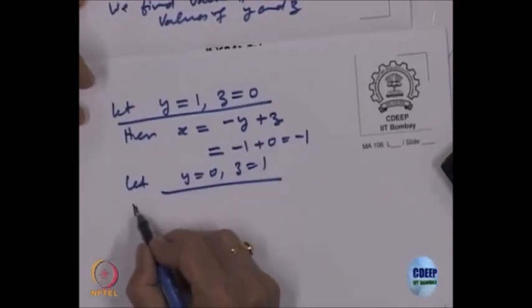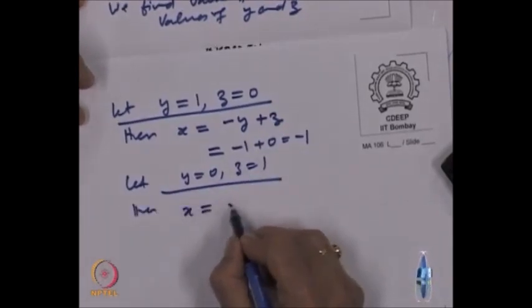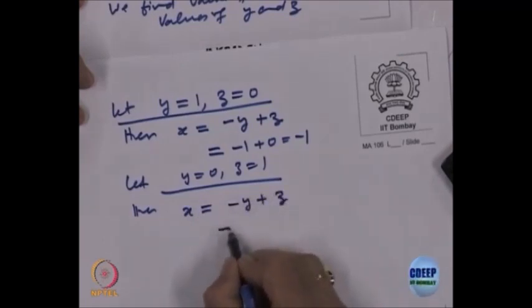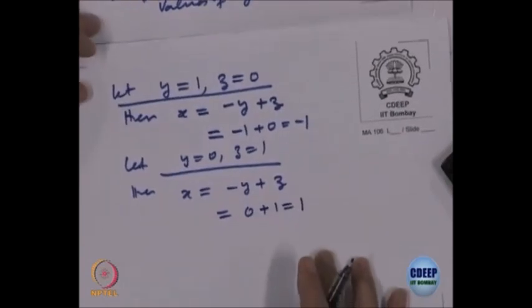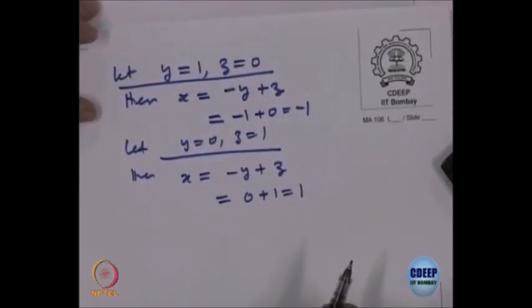Then what is x equal to? That is minus y plus z, so that is equal to 0 plus 1, that is equal to 1. So, I got two solutions.